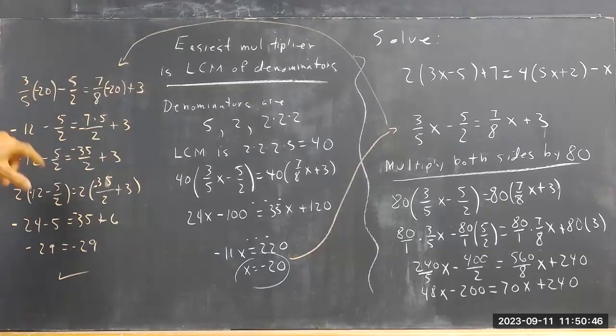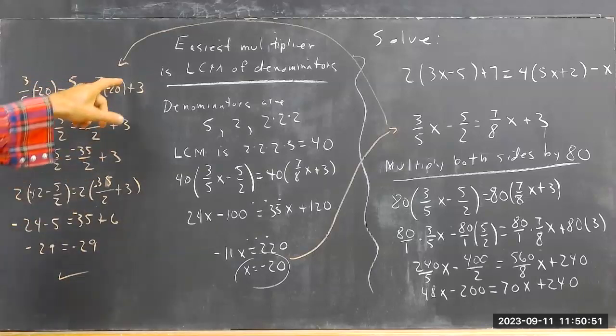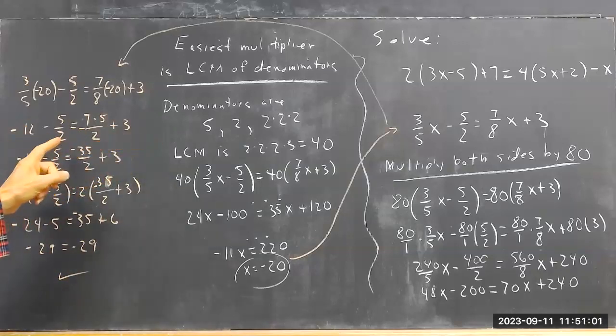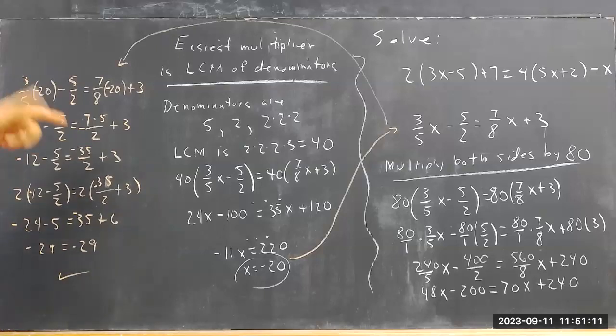3/5 times negative 20 is negative 12. 7/8 times negative 20. Negative 20 over 8 is negative 5/2. So we get a negative 7 times 5 over 2. Then we got the plus 3. Then we multiply both sides by 2. We don't want to work with fractions. We multiplied the 7 by the 5 to get this. Then we multiply both sides by 2. Got this, which is very simple. And just did the arithmetic. We got negative 29 equals negative 29.